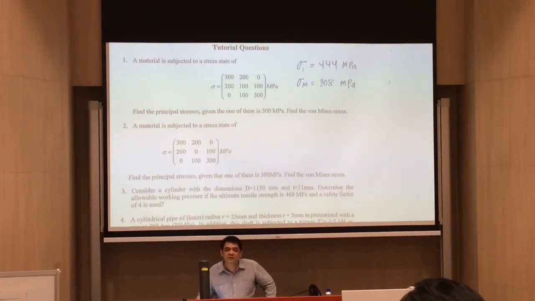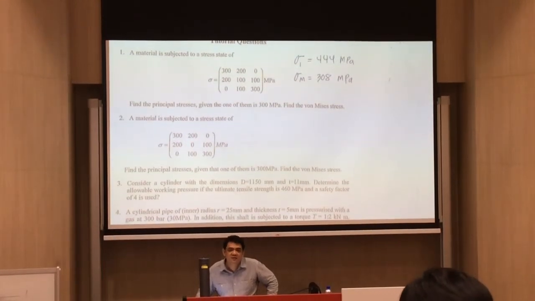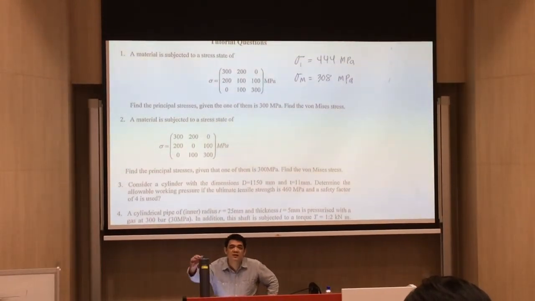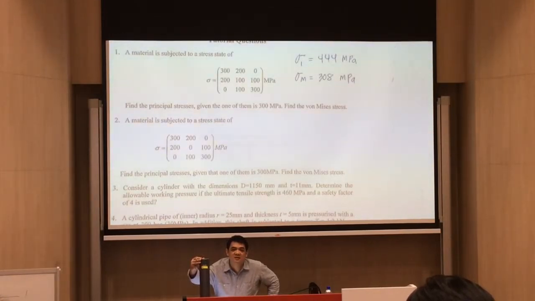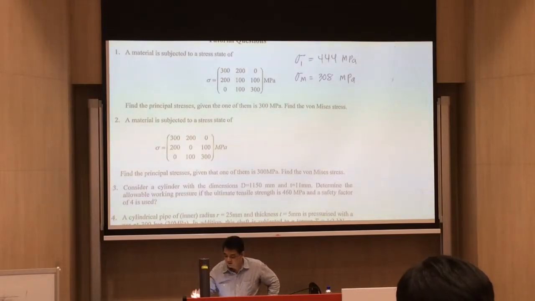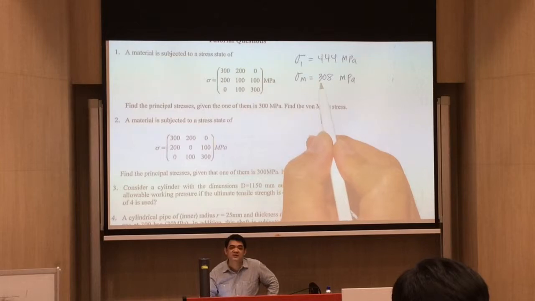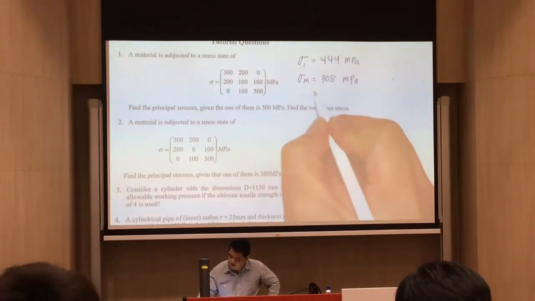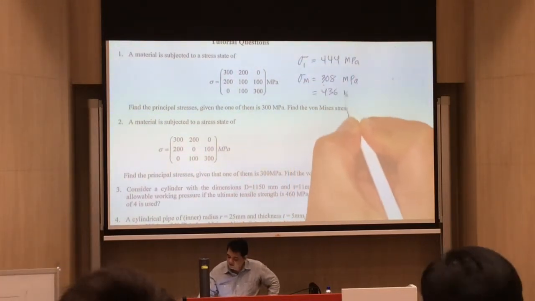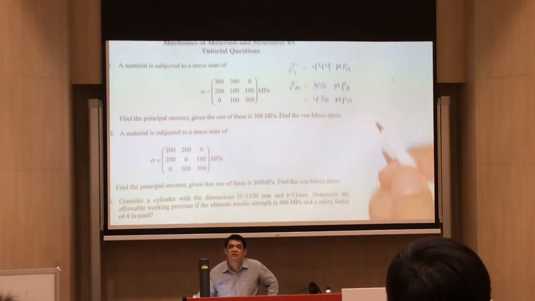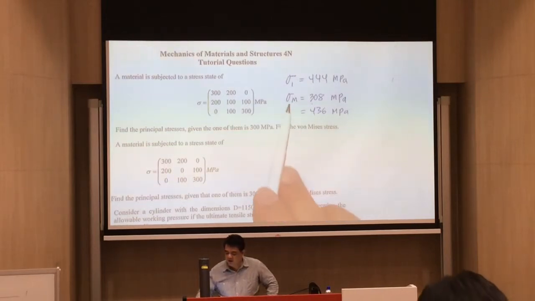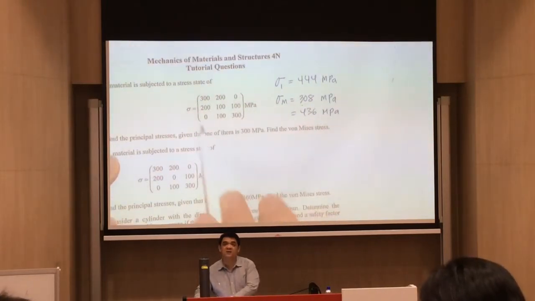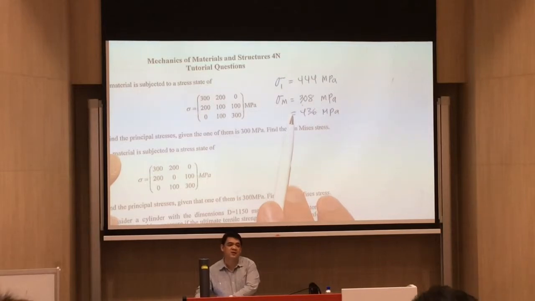What about number two? Sorry, yes? 4, 3, 6. For the vortices, you got 4, 3, 6. Okay. So check. Here you can use this state of stress, or you can use the principal stress.